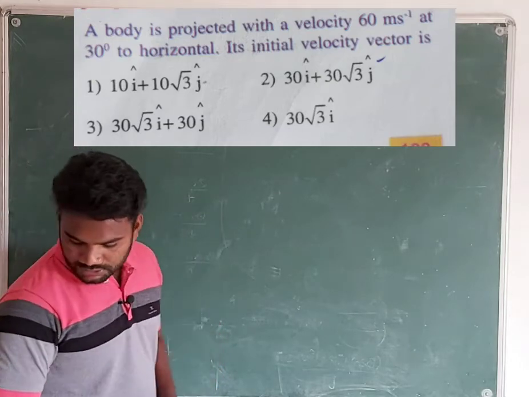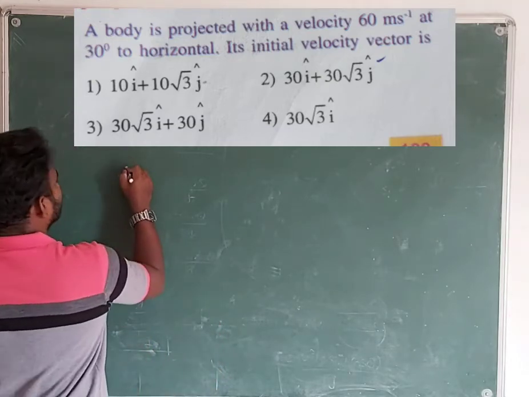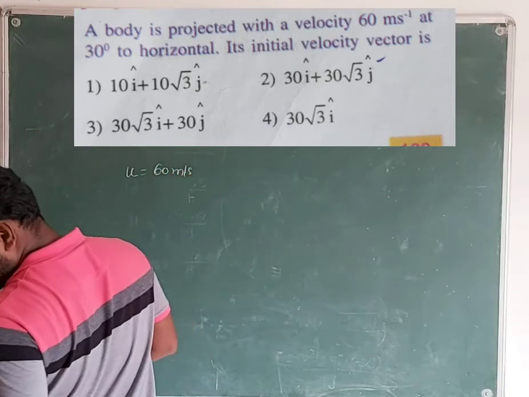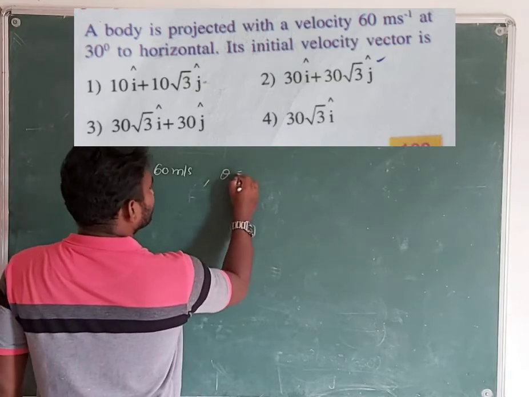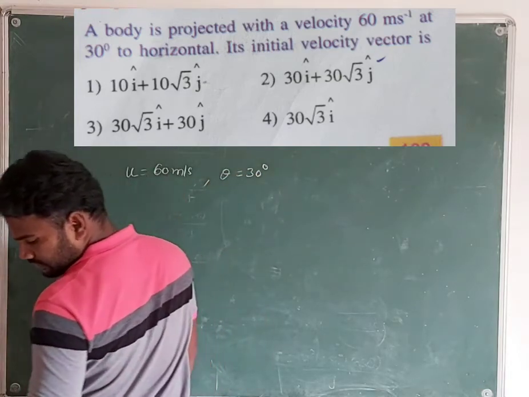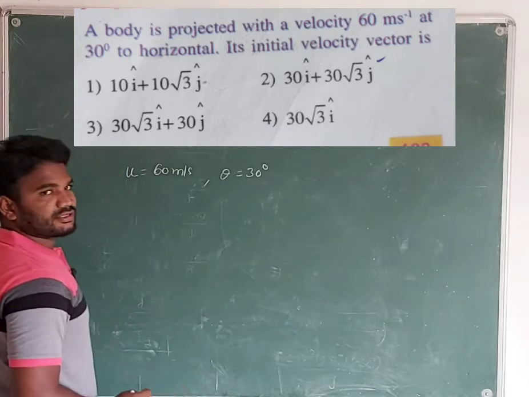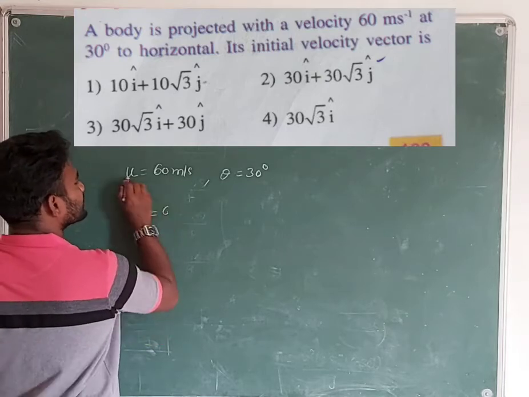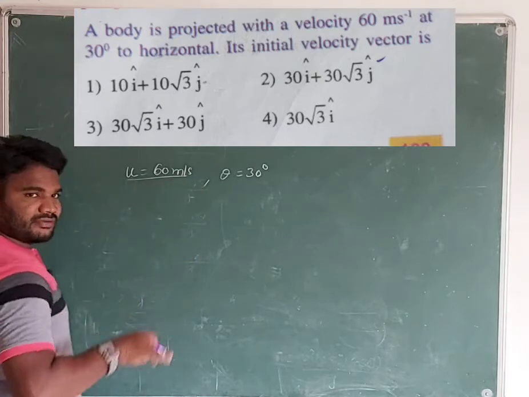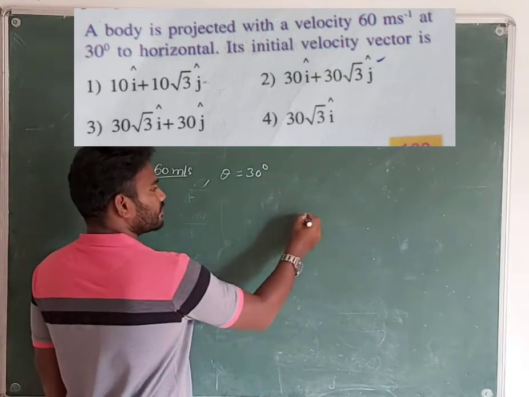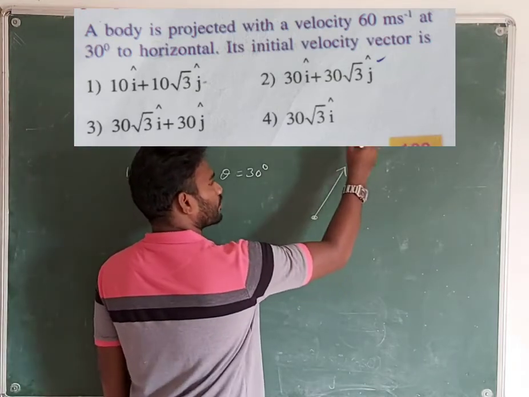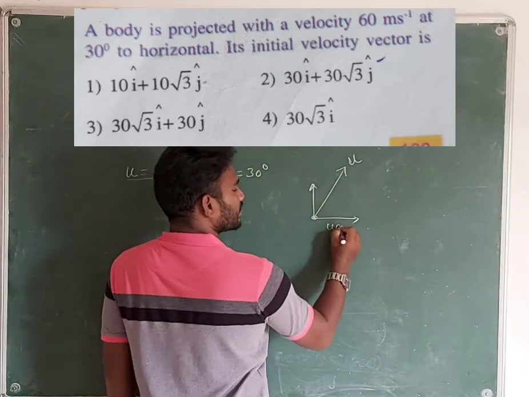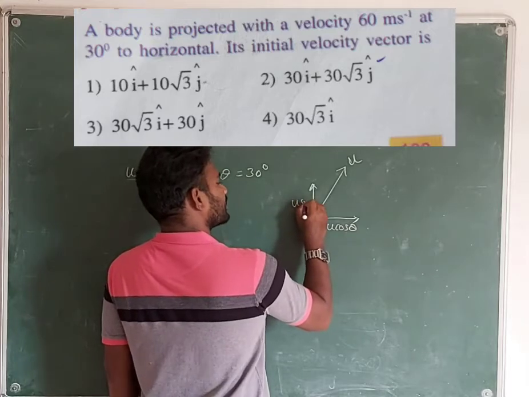The question is: a body is projected with a velocity u equal to 60 meter per second at an angle theta of 30 degrees. Find its initial velocity vector. Initial velocity is already given, 60 meter per second, but they are asking in vector form. Any object projected with an initial velocity has two components: one is u cos theta, another is u sin theta.